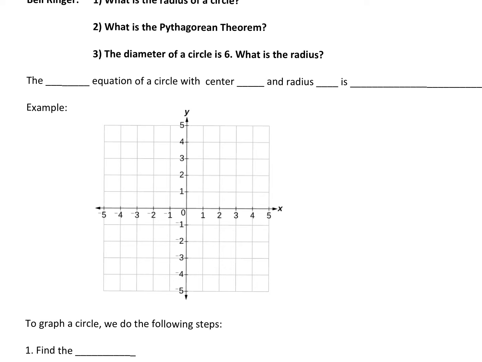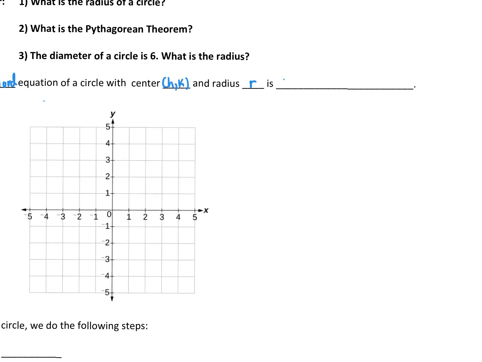Our final unit on circles talks about graphing circles. So the standard equation of a circle with the center h comma k and radius r is x minus h squared plus y minus k squared equals r squared. Important that we square the r.